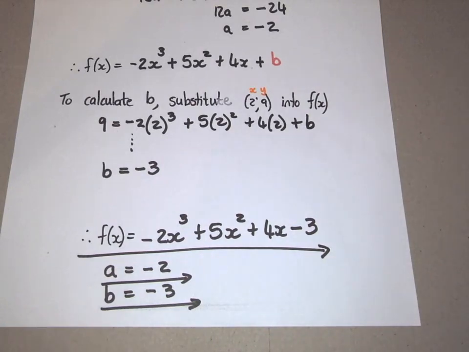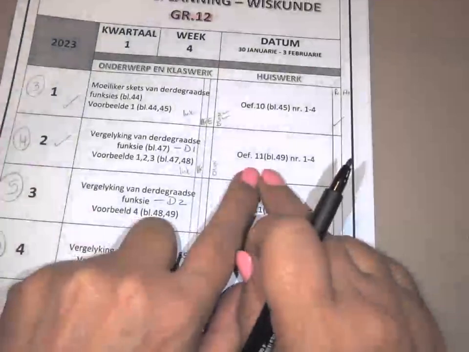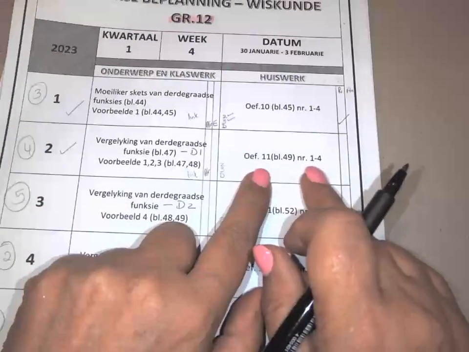Your homework for tomorrow is exercise 11 on page 49, number 1 to 4.